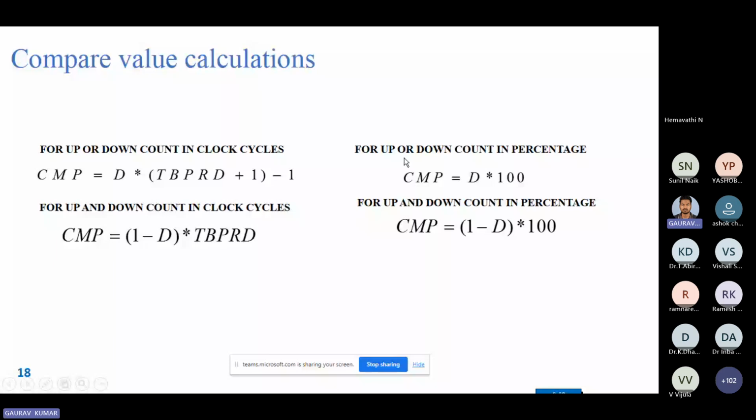And if we want to calculate in percentage, we don't go for the TBPRD; we only multiply D by 100. Similarly, for the up and down counter, the compare value formula is (1 minus D) times TBPRD. So if we want to create a 30% duty cycle, I put 1 minus 0.3, which means 0.7, times TBPRD. Here you should take the TBPRD value from the formula for the up and down counter, by which we can calculate the TBPRD. Similarly for the up and down counter, if you want the percentage, then the compare value is (1 minus D) times 100.